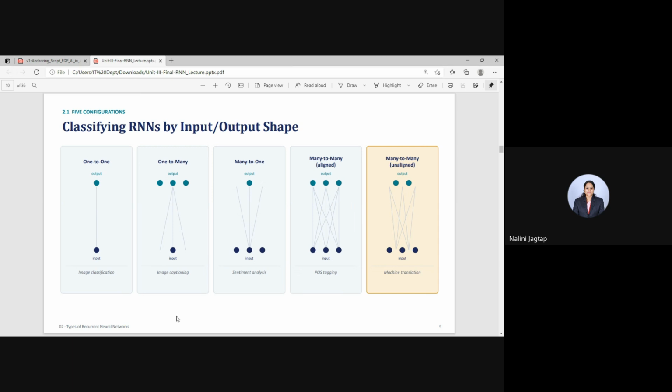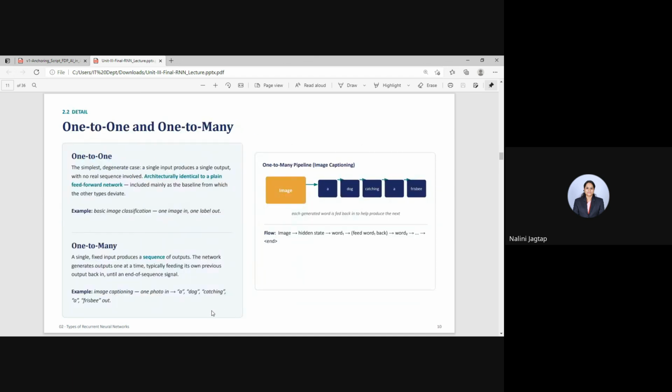Here we can see that these types are one-to-one, one-to-many, many-to-one, then many-to-many, and then many-to-many unaligned. Right. One-to-one is the example for image classification. One-to-many is image captioning. Many-to-one is sentiment analysis. Many-to-many is POS tagging, and many-to-many unaligned is machine translation, which is where it is used. Now let's look at them one by one. First we have one-to-one and one-to-many. Right. So let's go into this.